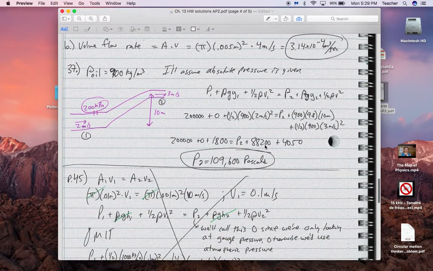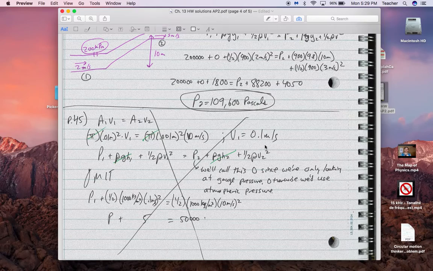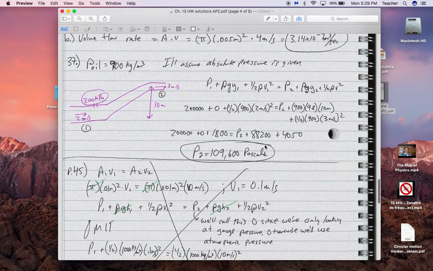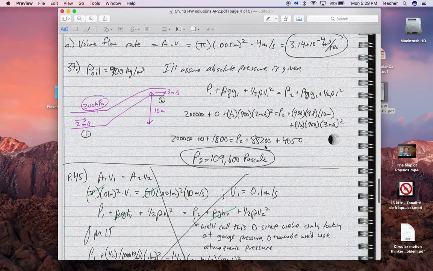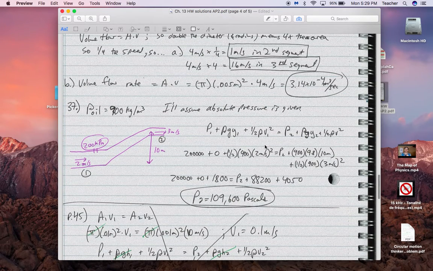For problem 37, that is an example of a small pipe that's changing diameter, changing height, changing speed, changing cross-sectional area. So this is a Bernoulli equation problem. It seems really long, but again, you're given a lot of information, like that the absolute pressure is 200,000 pascals here, and that it goes up 10 meters, and the speed here is 2, and the speed here is 3.